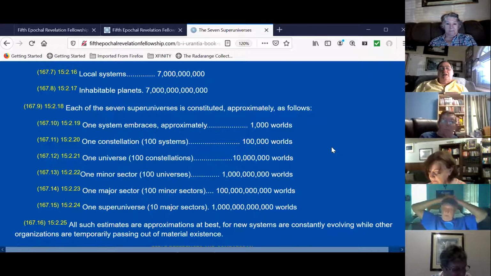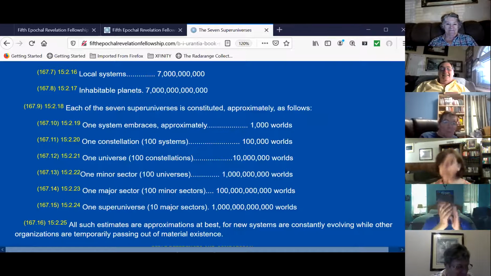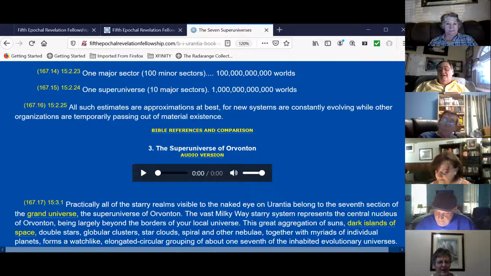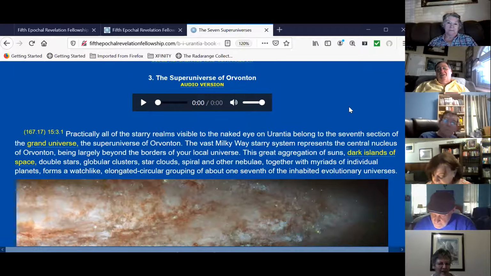Is that right? That's right. And one major sector, which has 100 minor sectors, has 100 billion worlds. That's right. One super universe with 10 major sectors has 1 trillion worlds. Good job, Millie. All such estimates are approximations at best, for new systems are constantly evolving while other organizations are temporarily passing out of material existence. Everything is temporary, right? Yes, it is.